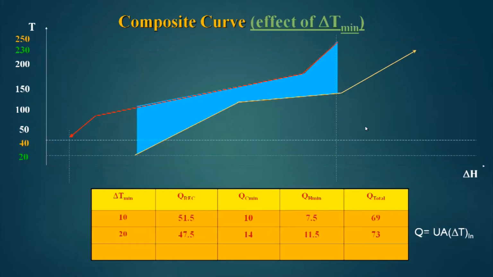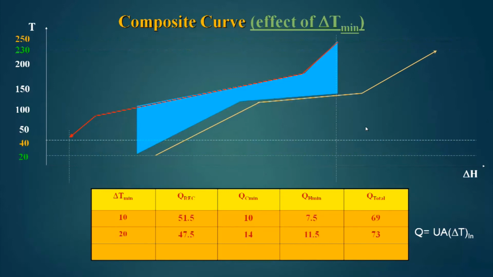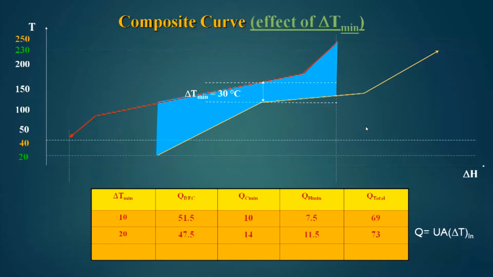Now, you shift further. Here the delta T minimum is 30 and these figures again change. Now, my QC minimum is 18, Q recovery is 43.5 and QH minimum is 15.5, and the total Q is 77. Now, what I understand from this?